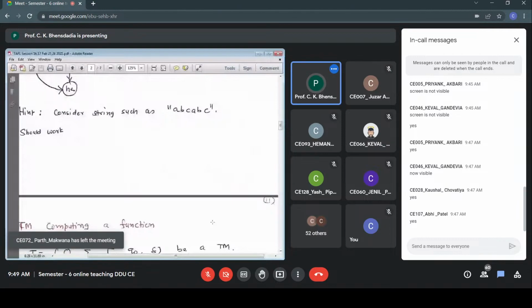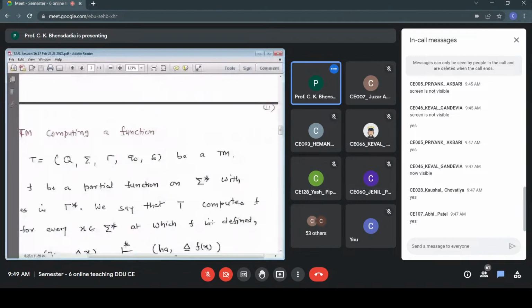Now, TM computing a function. T is a Turing machine, a 5-tuple. Here is the definition for TM computing a function. T is Sigma, Q0, delta, and f is a partial function on sigma star with values in tau star. So taking input from sigma star, output is tau star. That is my tape alphabet. And we say that TM computes f for every x belonging to sigma star at which f is defined. We are talking about a function. It is not defined at every point.